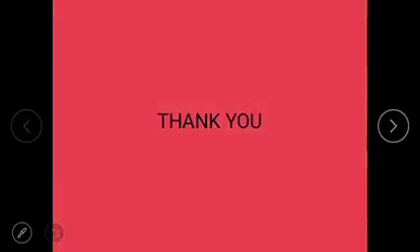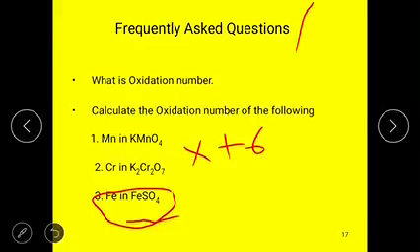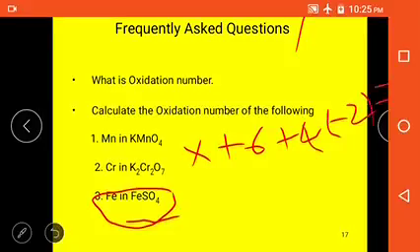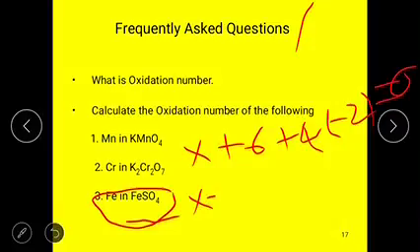Let us see here iron in ferrous sulfate. Ferrous sulfate is a neutral molecule. So for ferrous sulfate, we take x plus sulfur, a group 6A element, taken as plus 6. There are 4 oxygens, 4 into minus 2, and it equals 0. Then x plus 6 minus 8 equals 0.